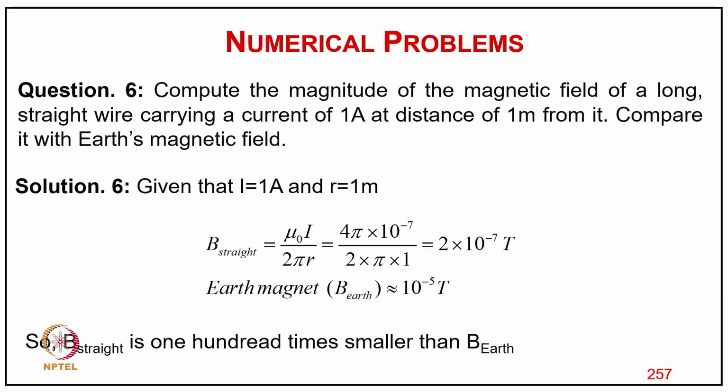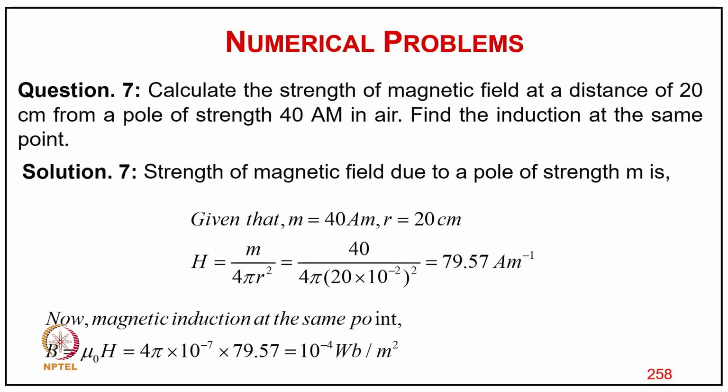The question 6, compute the magnitude of the magnetic field of a long straight current carrying conductor of 1 ampere at a distance of 1 meter from it, and compare it with the earth's magnetic field. The solution is, given that I equal to 1 and R equal to 1. So B straight equals mu 0 I upon 2 pi R. So it comes around 2 into 10 power minus 7 Tesla, where the earth's magnetic field is 10 power minus 5 Tesla. So B straight is 100 times smaller than B earth.